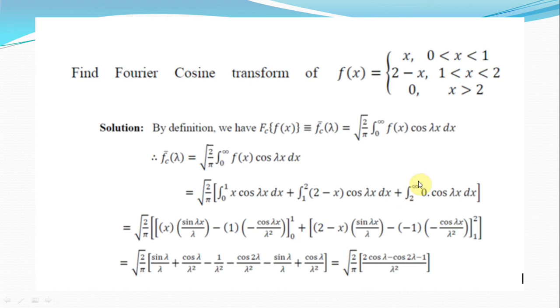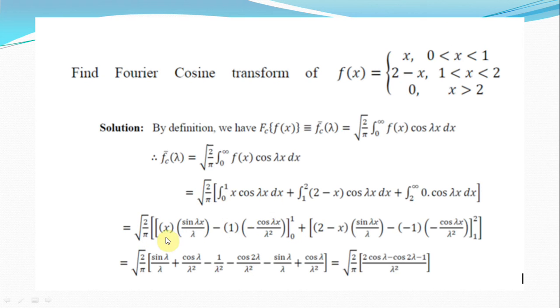So we could see the last integral becomes 0 and remains the first and second integral. So we need to evaluate both the terms. While evaluating the first term, we need to apply the rule of integration by parts. Let me take x as the first function and cos lambda x as the second function, so that the rule is: first function into integral of second.